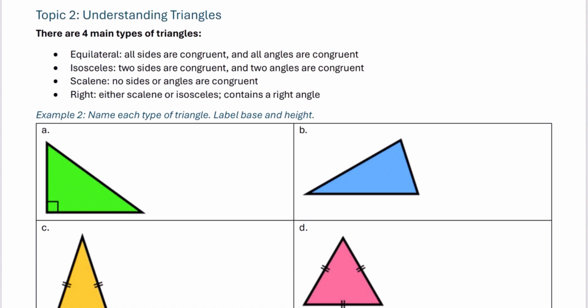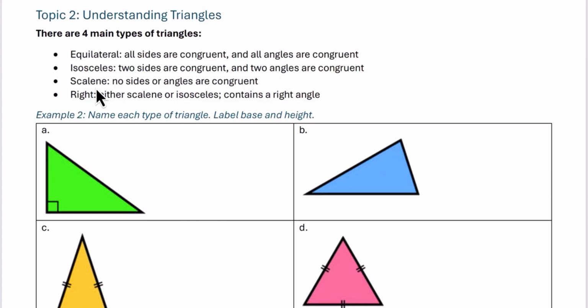In this video, we'll focus on triangles. There are four main kinds of triangles. Equilateral: all sides are congruent and all angles are congruent. In the isosceles triangle, we have two sides that are congruent and two angles are congruent.